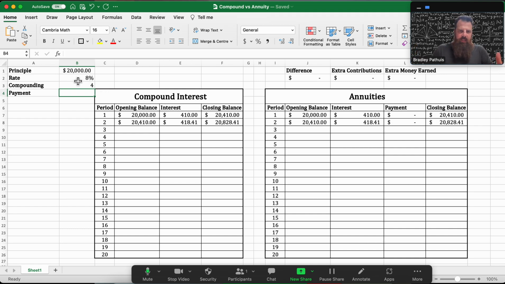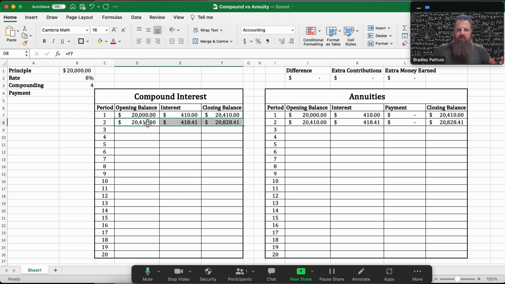What I've got here is $20,000 invested at 8.2% per annum. It's compounding quarterly, so it's compounding every 4 periods. I've invested $20,000, and in that first quarter it has earned $410. So remember, with compound interest, it goes, hey, you've gotten bigger. What have you gotten bigger to?